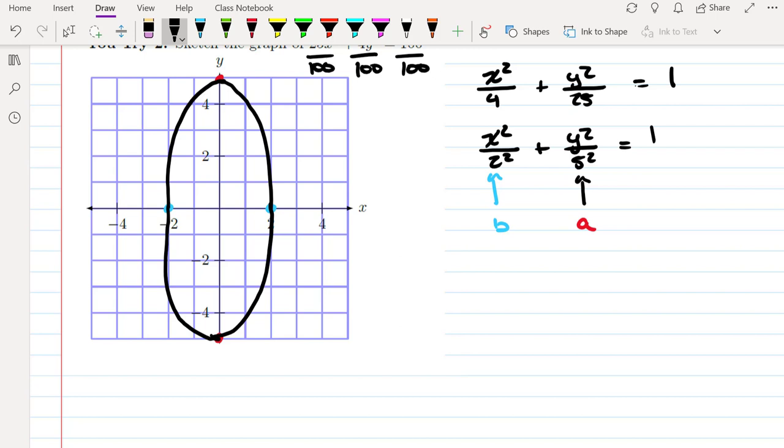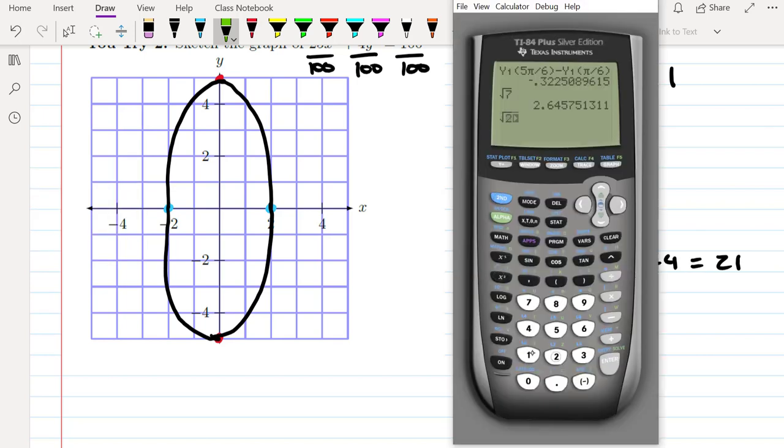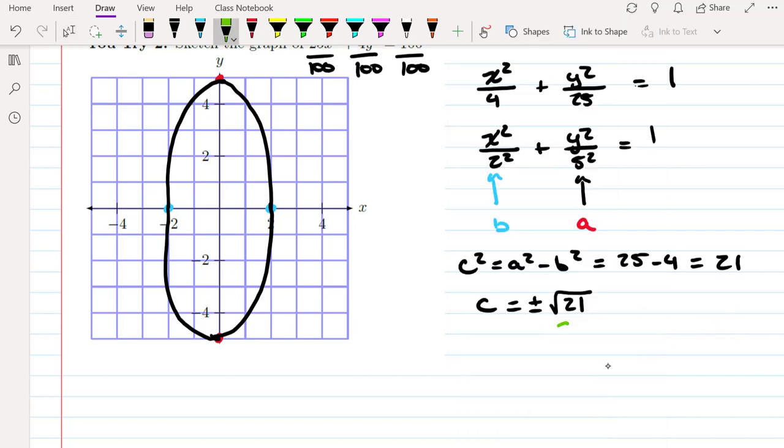And then our foci are still at c squared equals a squared minus b squared. So that's 25 minus 4, which is going to give us 21. So c is equal to plus or minus the square root of 21. The square root of 21 is 4.58, so about 4.6. That means our foci are really, really close out here this time on our ellipse.